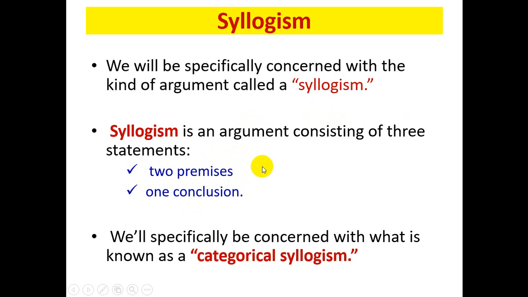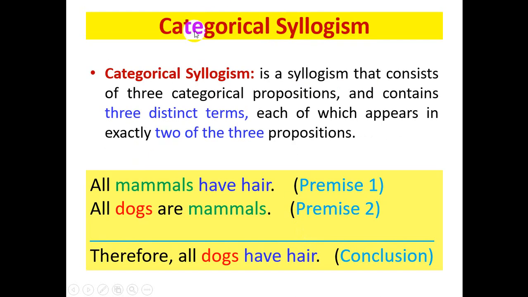And we will deal specifically with something called categorical syllogism. But what's meant by categorical syllogism? Categorical syllogism is a syllogism that consists of three categorical propositions. Then it contains three distinct terms. Three distinct terms means ثلاثة حدود متميزة عن بعضها, each of which appears in exactly two of the three propositions.